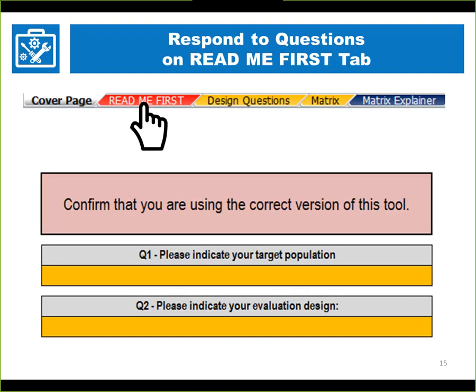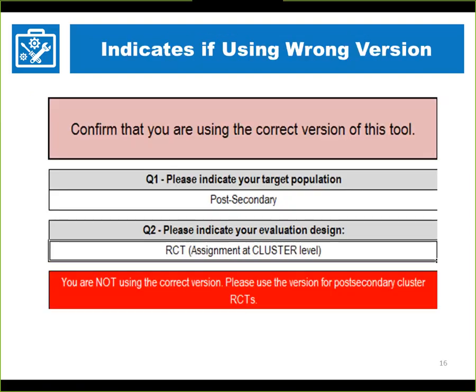So here's an example where the user has the general version of the post-secondary tool, and has responded to question 1 that he or she is evaluating a post-secondary intervention, and then has indicated the design as a cluster RCT. Therefore, the tool has responded to these questions, indicating that the user is not using the correct version.